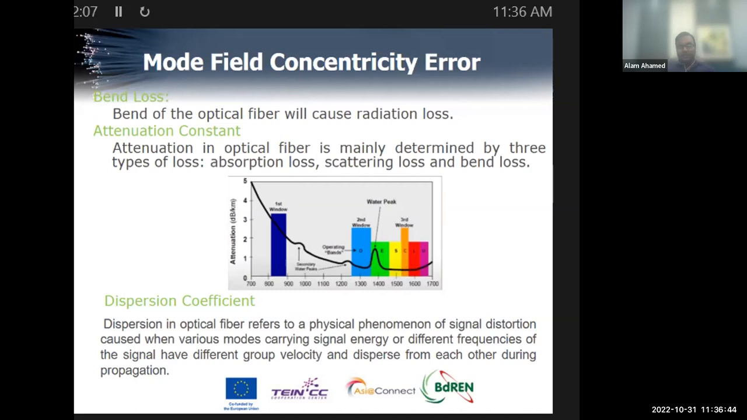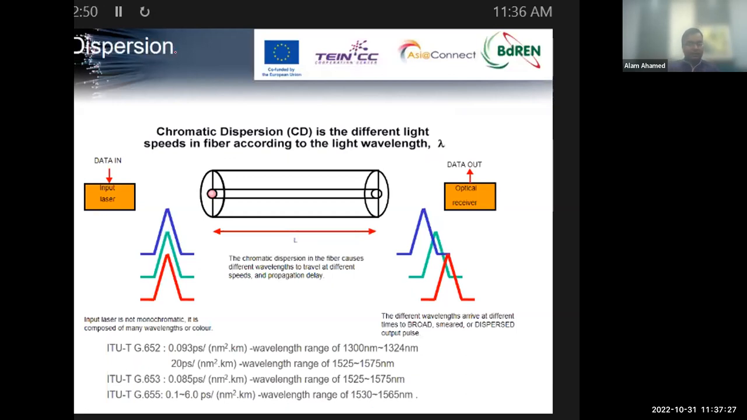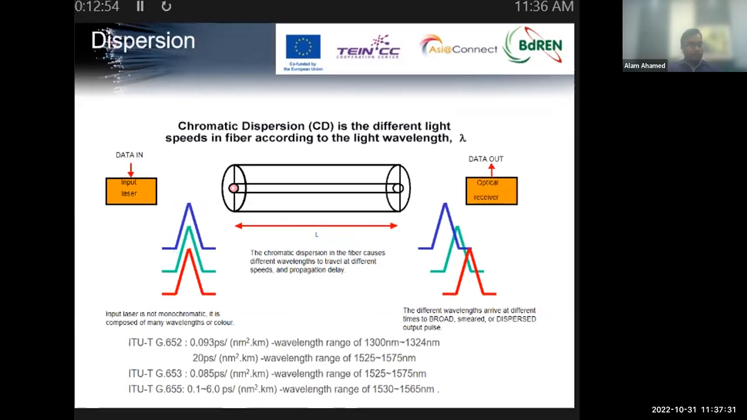The second one is material dispersion, because the refractive index of the fiber core material is a function of the frequency. Signal components of different frequencies propagate at different velocities along the fiber. This causes the dispersion. And the third one is waveguide dispersion. In this fiber, for a single mode, different frequencies in the same mode are dispersed because of different group velocities during propagation. These three types of dispersion are called chromatic dispersion. This is the dispersion diagram.